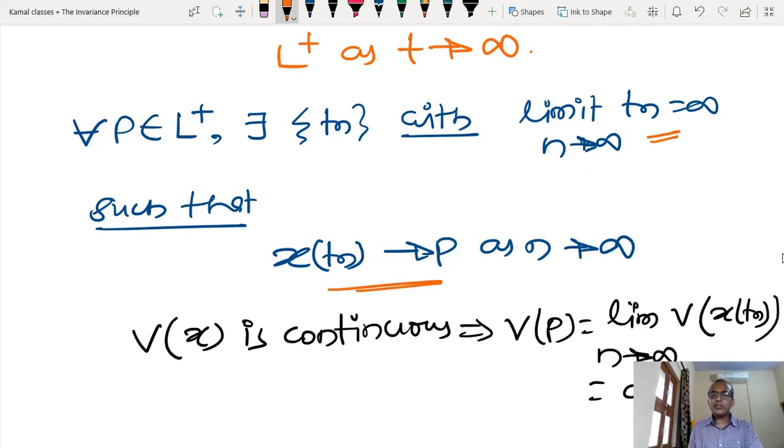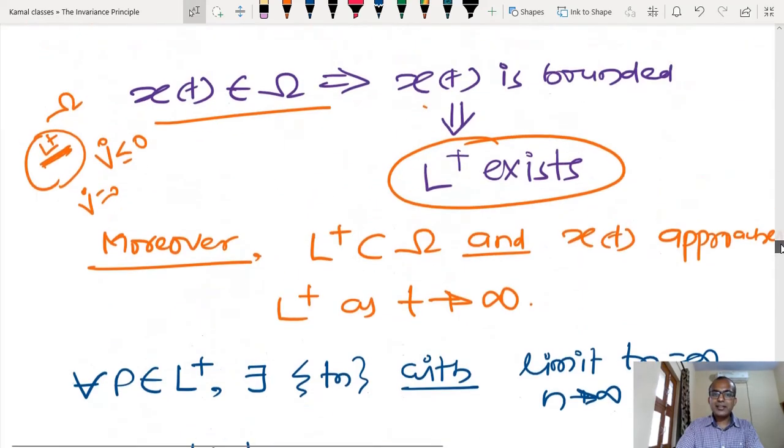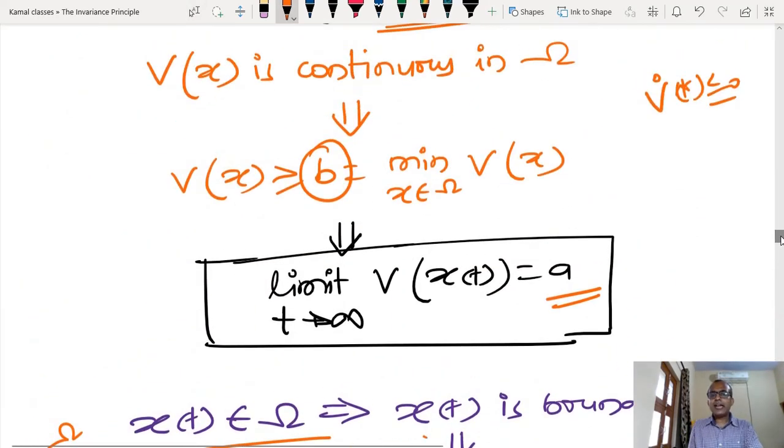After that, V(x) is continuous. So V(x) is continuous, it means that we have just seen V(x) is going to converge to some point A, and we have already defined what A means here. As t tends towards infinity, the Lyapunov function is decreasing, but after some time it stops decreasing; it decreases to A.